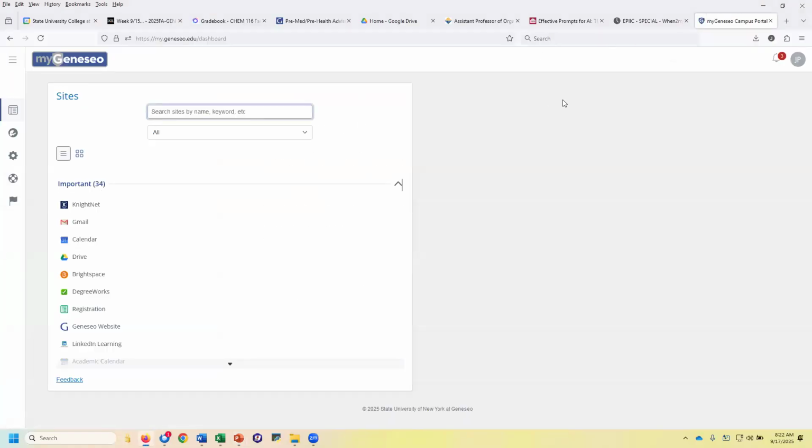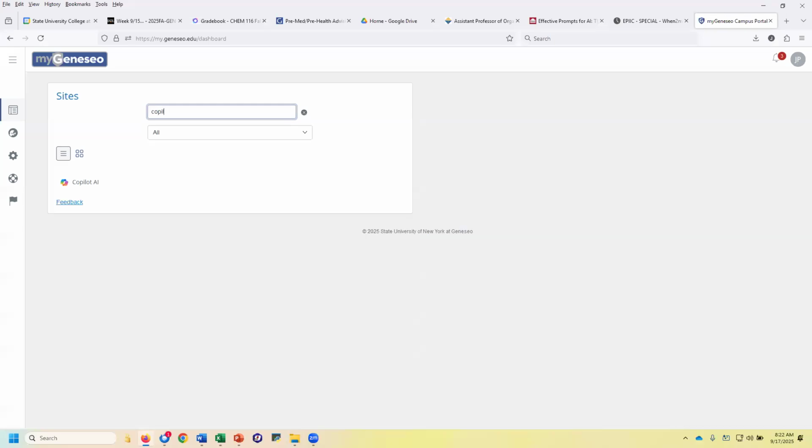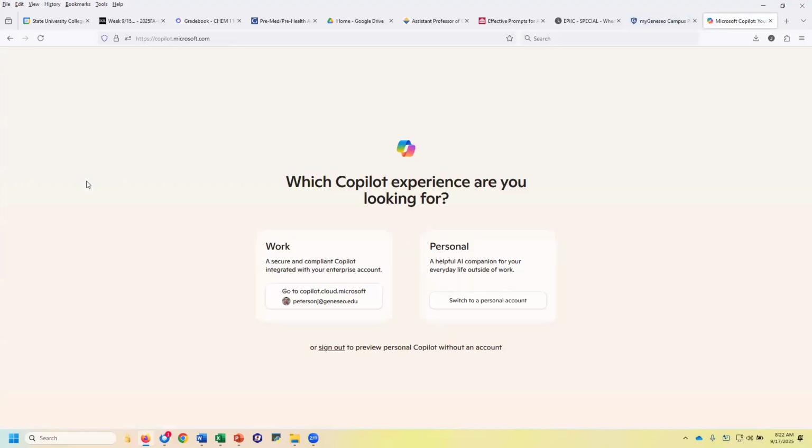one particular platform that we have at Geneseo. If you go to my.geneseo.edu and search for Copilot, you'll see this link pop up. I like Copilot because it allows you to incorporate lots of different documents and keeps all those in a repository that you can access. The other thing is that because it's a college-linked account, there are guardrails on how the information is used and with whom it's shared.